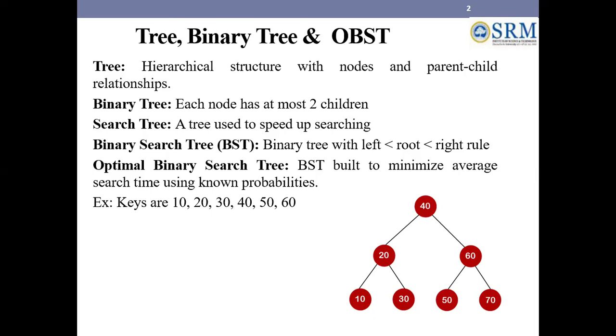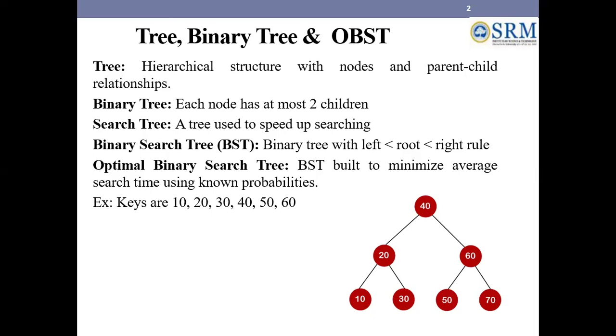What is a binary tree? Each node has at most two children. Some nodes can have zero children. That means it can be a leaf node, or it can have one child node, or it can have at most two children. That is called a binary tree. Each node can have at most two children. That is a binary tree. Search tree.